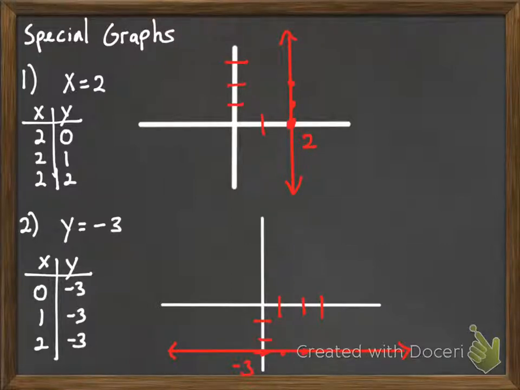So my advice is when you encounter these, just do a quick table of values and plot points. You can, of course, remember, if you wish, that when it's x equal to a number, it's going to be a vertical line through that point. When it's y equal to a number, it's going to be a horizontal line through that point. And that would, of course, save you a little bit of time. But if you're not certain, plot some points and figure out what it is.